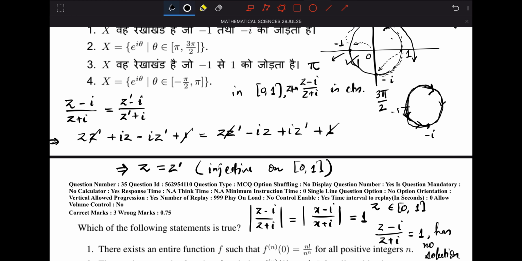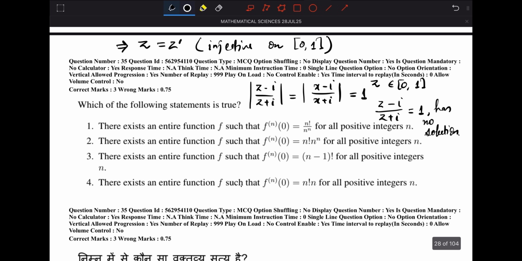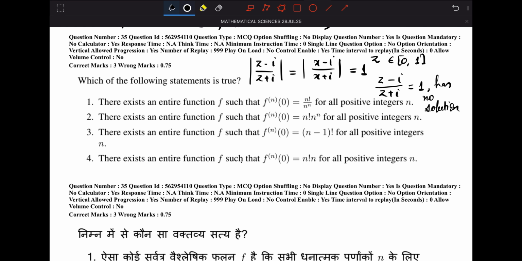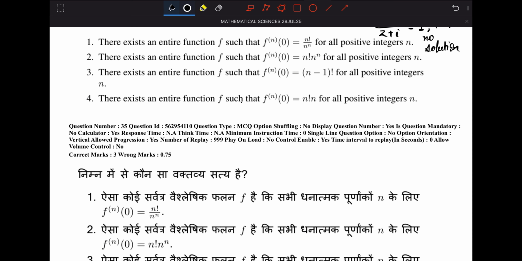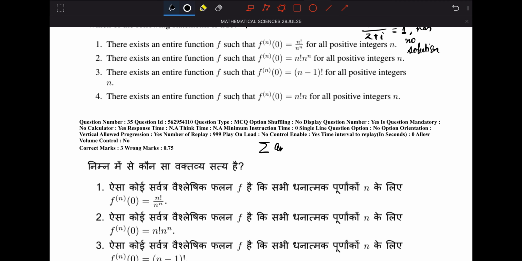Okay, so let us move on to the next problem. Problem number 4110. Which one of the following statements is true? In all cases, f is an entire function. For an entire function, consider the summation a_n z to the power n. For an entire function, the condition is that 1 by R has to be 0, I mean the radius of convergence is infinity.